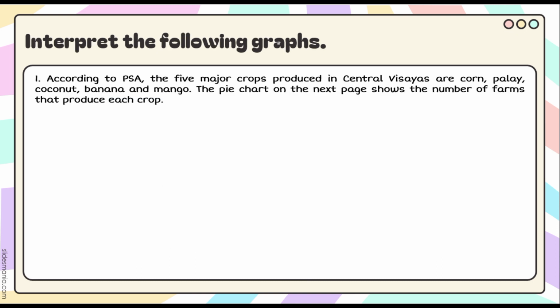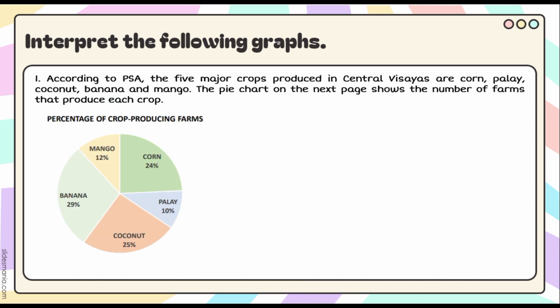Interpret the following graphs. We have number 1. According to PSA, the 5 major crops produced in Central Visayas are corn, palay, coconut, banana, and mango. The pie chart below shows the number of farms that produce each crop. As you can see, percentage of crop producing farms: mango, 12%. Corn, 24%. Palay, 10%. Coconut, 25%. And banana, 29%.